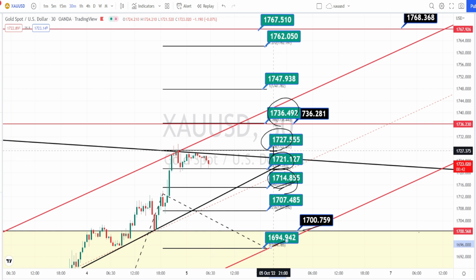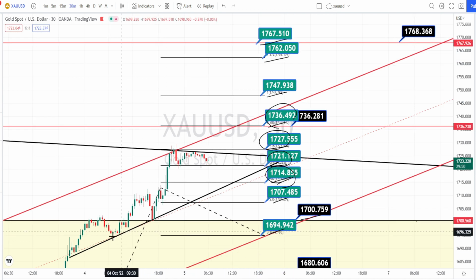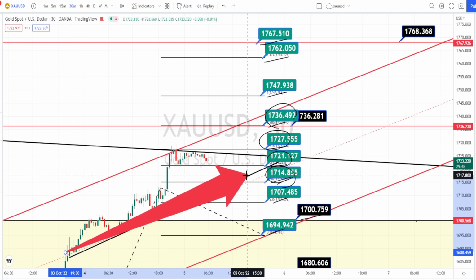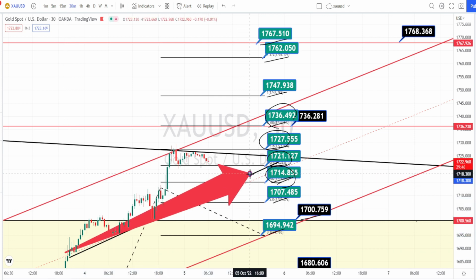And if the price action breaks the resistance level of 1727, next level of resistance is going to be around 1736, 1747, 1762 and 1767. And as long as the price action is trading within this bullish channel pattern from the 4 hours time frame, it will be the bullish trend in 30 minutes time frame also.